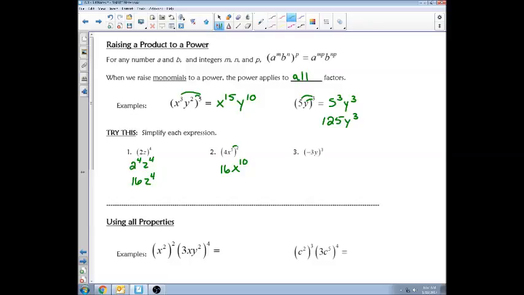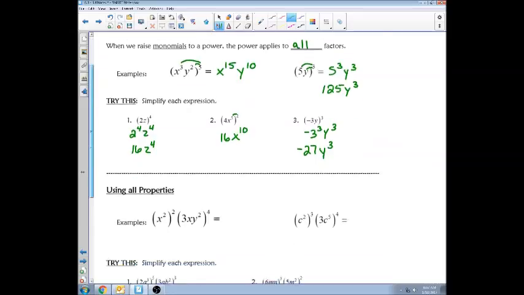Number 3, I'm going to have the negative 3 raised to the third. I'm going to have the y raised to the third. Well, 3 raised to the third is 27. Anytime that my exponent is odd and my coefficient is negative, my number is actually going to stay negative, so this would be negative 27 y to the third.